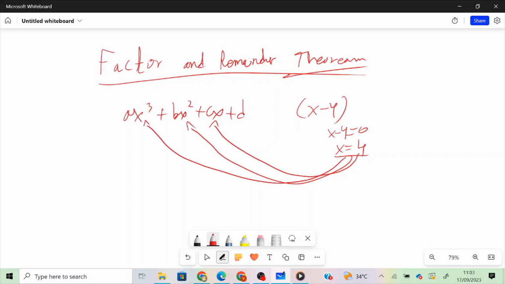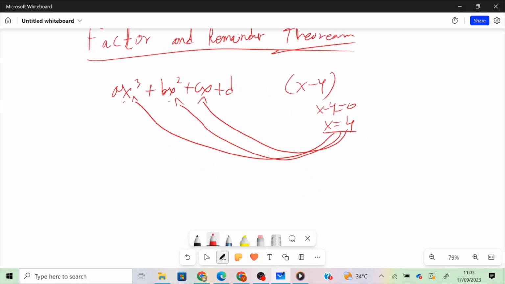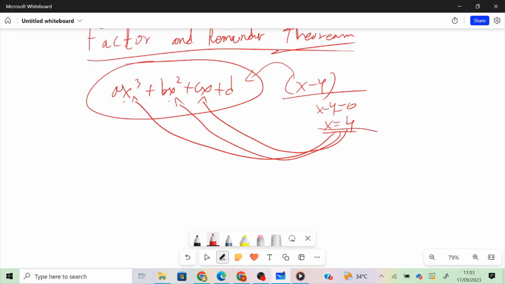So we have 3 places of x here: x cubed, x squared, and x. Now what the factor theorem says is that when you substitute the value of your x into your polynomial, which in this case is this, then you will get 0 as your final answer. That is, if x minus 4 is a factor of this polynomial, then when you substitute x equals 4 into the polynomial, you will get 0. And what the remainder theorem suggests is that when you substitute x equals 4 into this polynomial, you get a remainder instead of 0. That means that x minus 4 is not a factor of this polynomial.